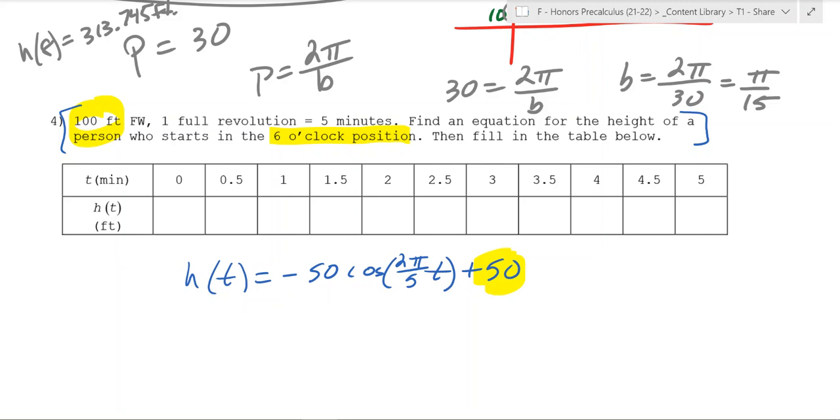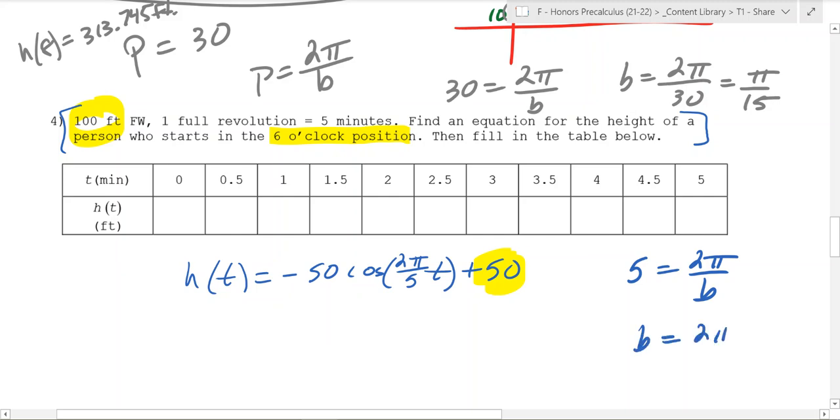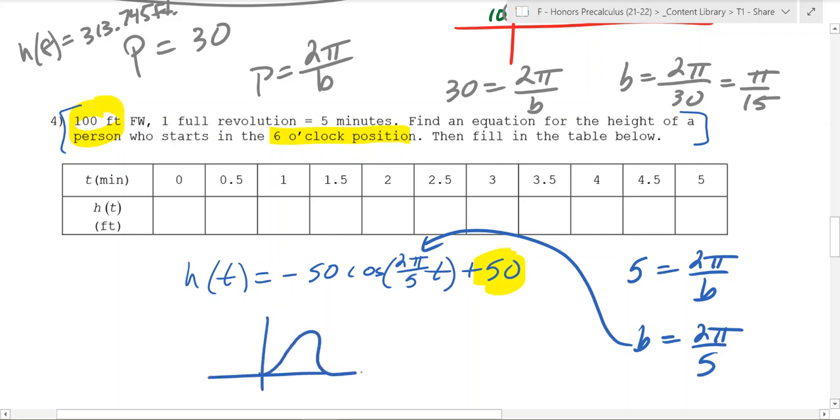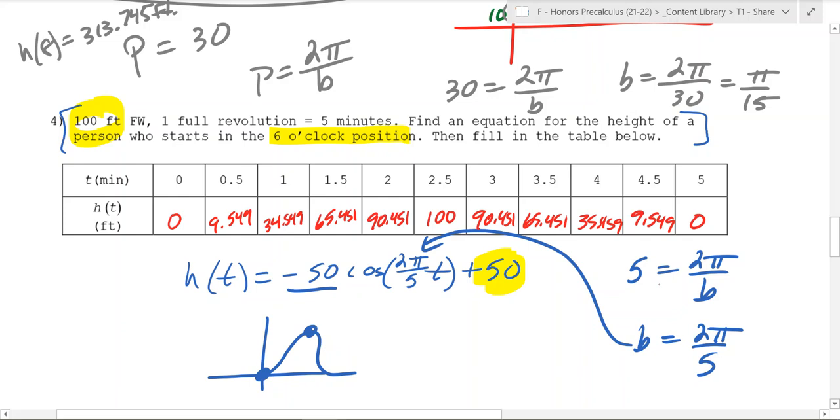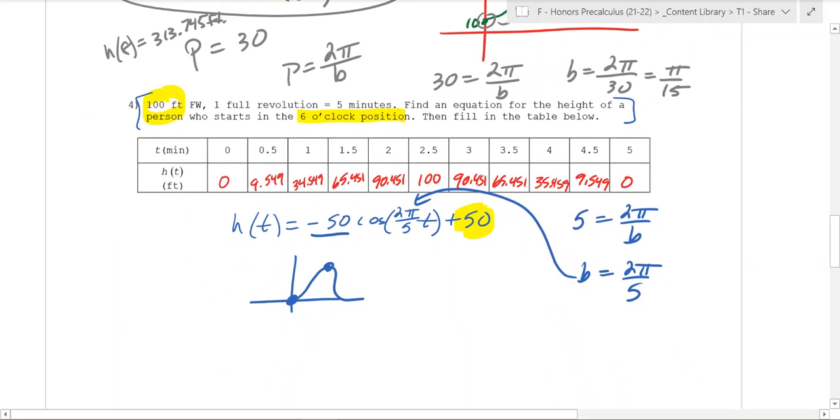One revolution is 5 minutes, so you have to find the b value. So that would be 5 is equal to 2 pi over b. So that means that b is equal to 2 pi over 5. So that's where that comes from. And then it's a similar type of shape that we did before, but it starts at 0, so it's going to be negative 50 cosine. And then you fill in the table and you get that table. So this just takes practice, but if you look at the general form at the beginning, it should fall into place.